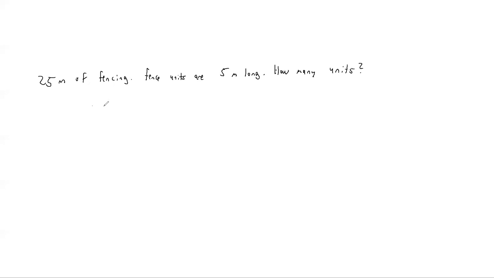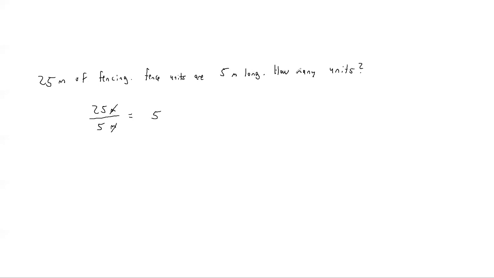Well, okay. I need 25 meters of fencing, and they're all 5 meters long. So I'm just dividing 25 by 5. Both of these have units of meters, so those end up canceling, and I'm left with 5. But that doesn't have any units with it. So what does this 5 mean? Well, it's just a count of how many things we have.